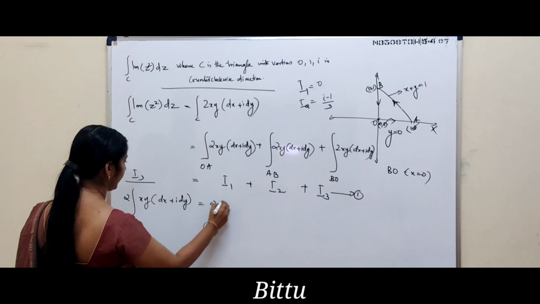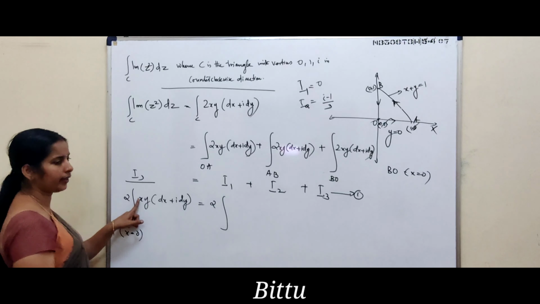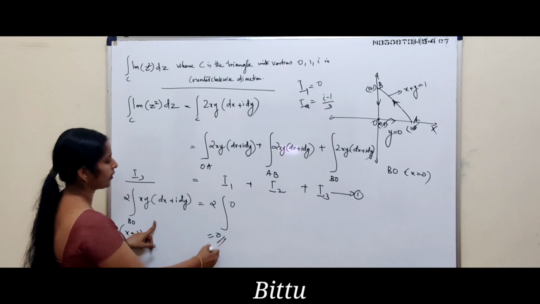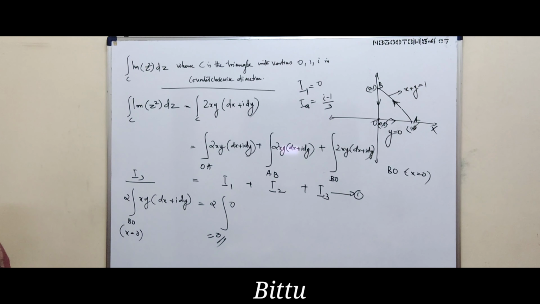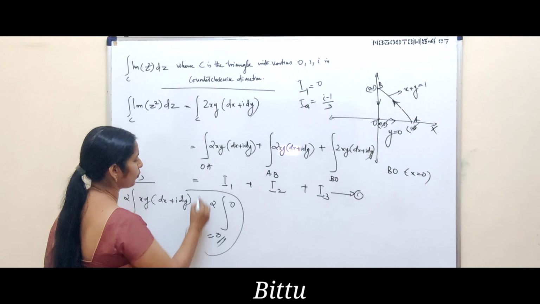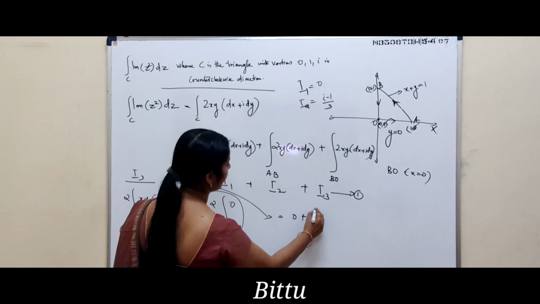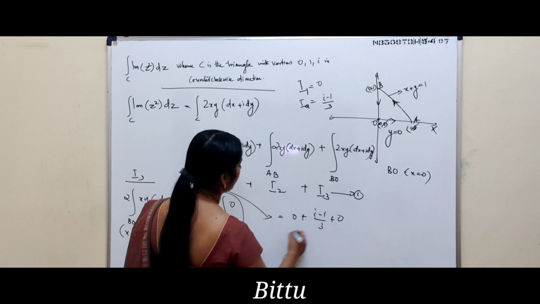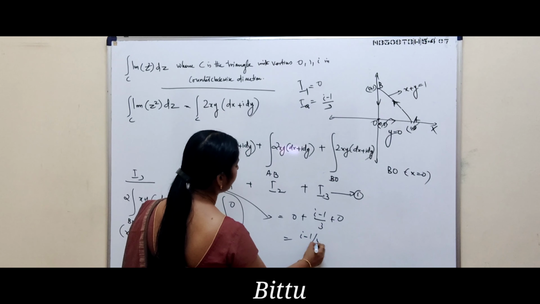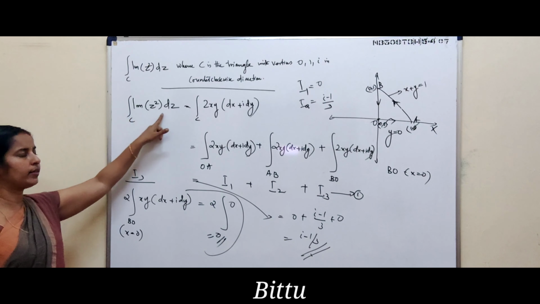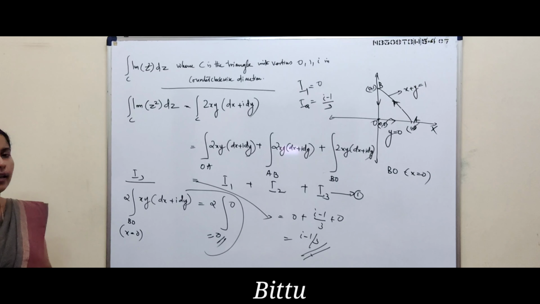So, this is 2 times the integral. You put x equal to 0. When x is 0, this term is completely 0. So, the answer is 0. So, we have I3 equal to 0. You put these values in equation number 1. So, this equals 0 plus (i minus 1) by 3 plus 0. That is (i minus 1) by 3. So, the value of the integral over C of imaginary z square dz is (i minus 1) by 3.